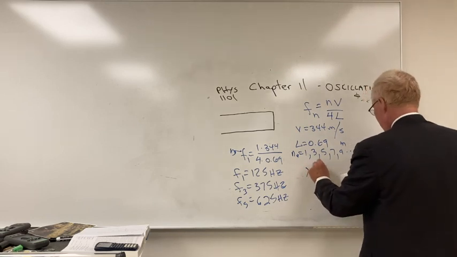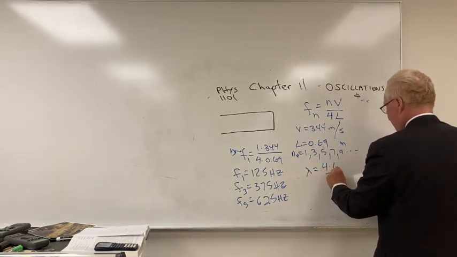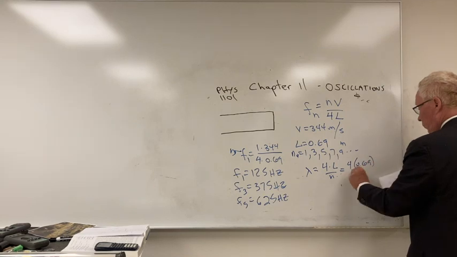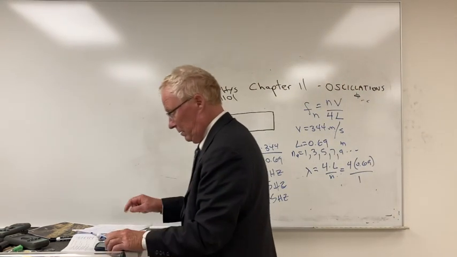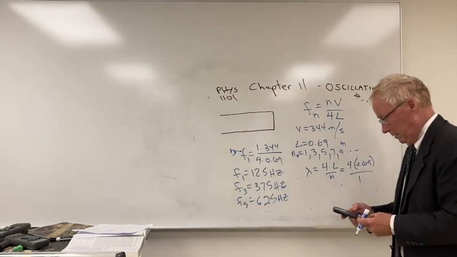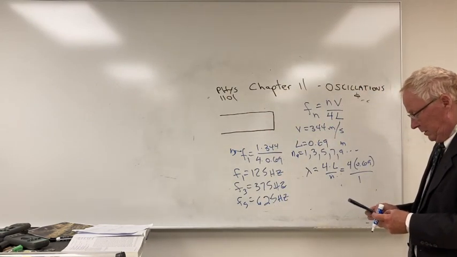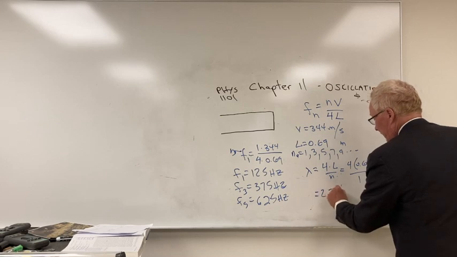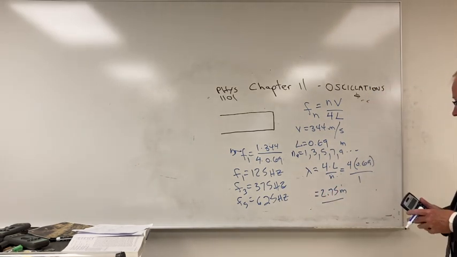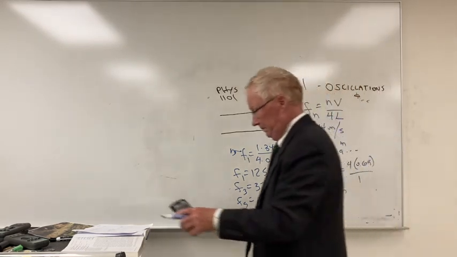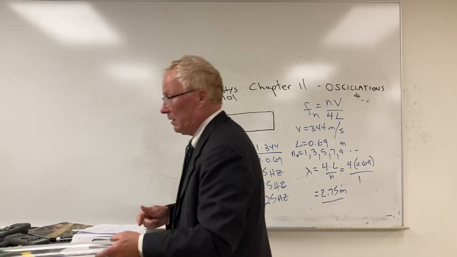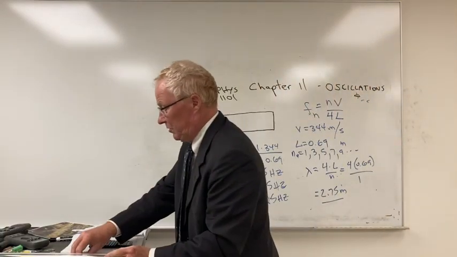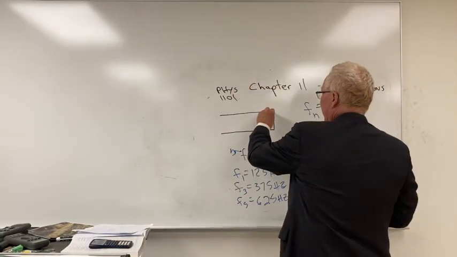The wavelength is 4L over n, and since we already know 0.69 over 1, the wavelength is 4 times 0.69, which is 2.75 meters. So for the fundamental, the wavelength is 2.75 meters. Now this tube is only a quarter of that. So actually what we're looking at is a quarter of the wave. So we'll see, for n equals 1, we actually have it do this.